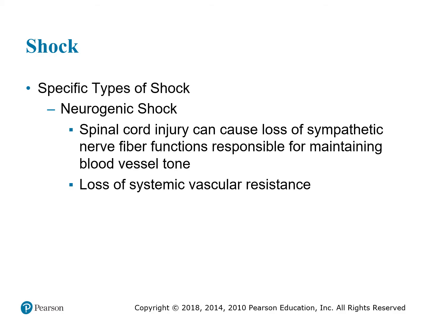Another example of distributive shock is neurogenic shock, and this is caused by any spinal cord injury where our nerves are no longer communicating to your blood vessels to vasoconstrict. We call this the loss of sympathetic nerve fiber function, and that's also going to lead to the loss of blood vessel tone. So with that loss of systemic vascular resistance, again, we're keeping into that theme of the blood vessel vasodilating or nothing helping it vasoconstrict, and now you are losing systemic vascular resistance and therefore a drop in blood pressure.